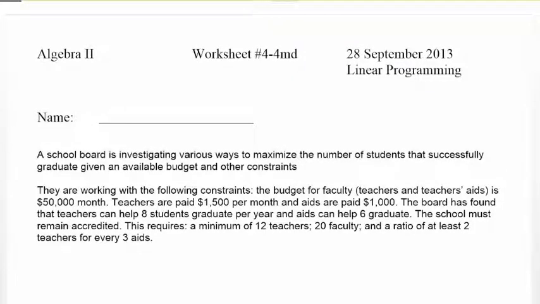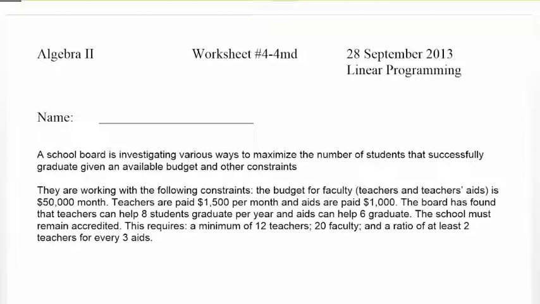Linear programming is a wonderful tool for trying to maximize a good outcome or minimize a bad outcome when you have a number of linear constraints. In this video, I'll work through a problem that illustrates the power and capability of the linear programming tool, as well as how to use it.